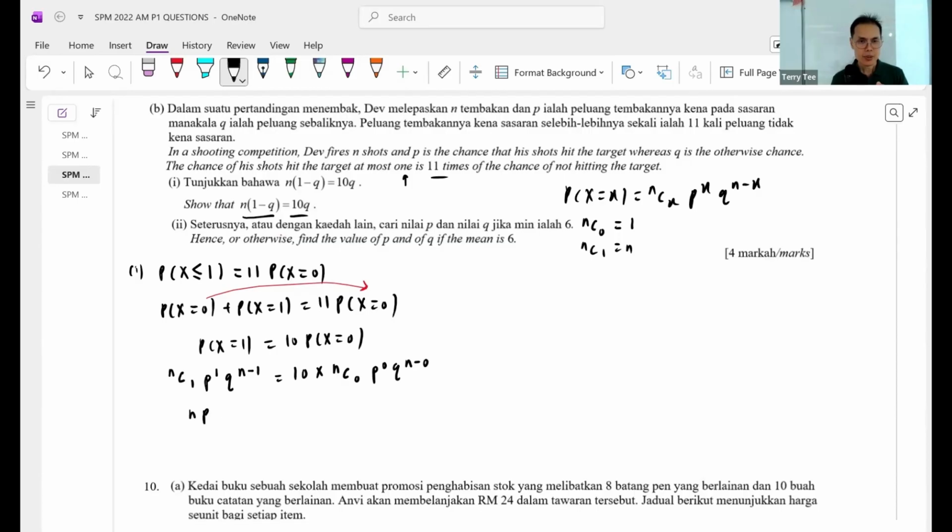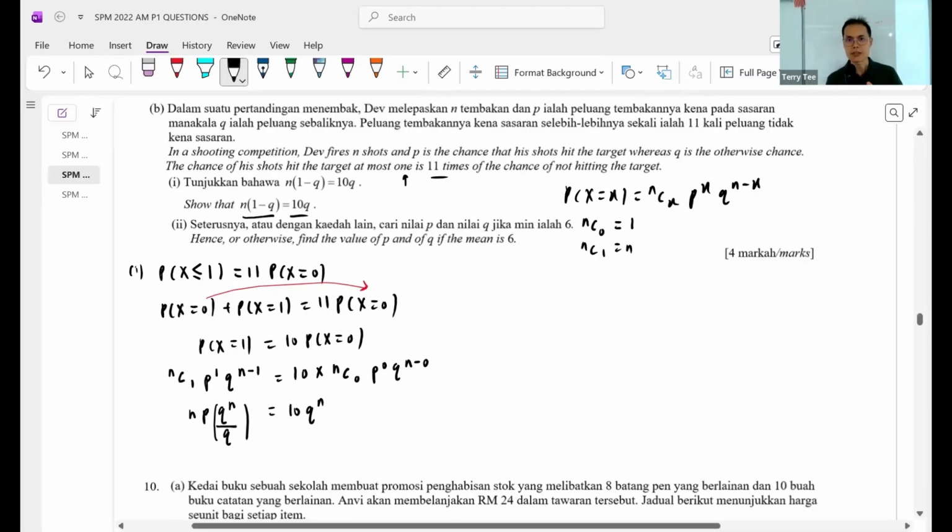This is p. To make it easier, I'm going to write this as q^n divided by q. Why? It's easier for me to cancel later. And in indices, minus breaks down and becomes divide. Keep writing your 10. nC0 is 1. This is p^0, which is 1. Then q^n. It's just q^n, right?